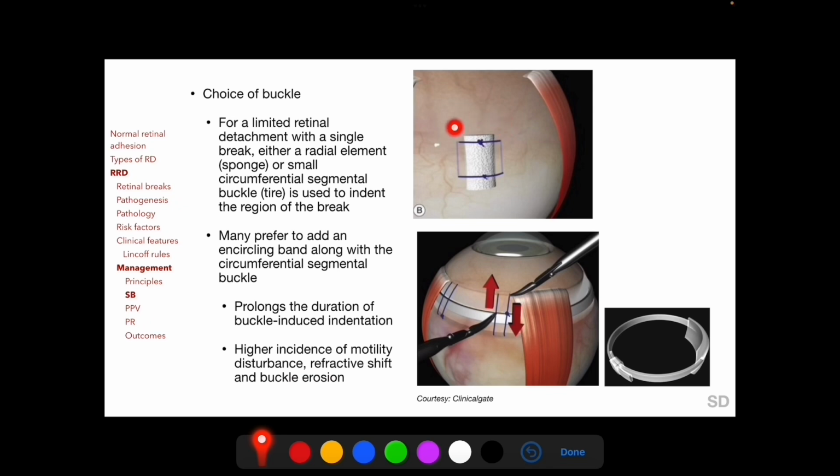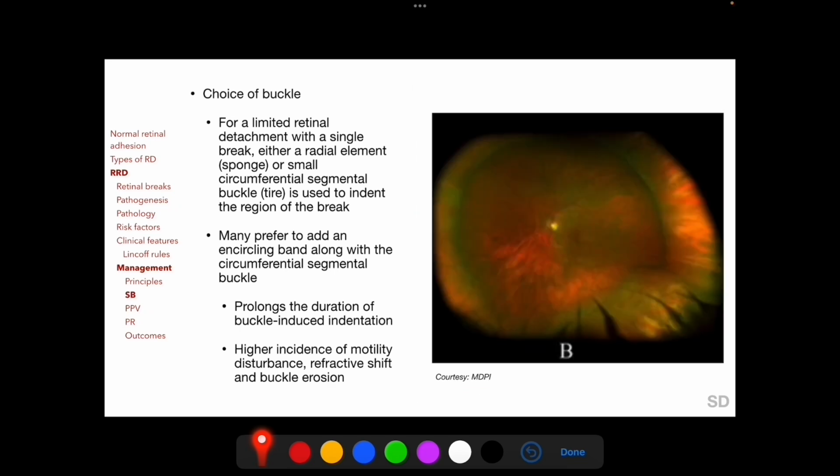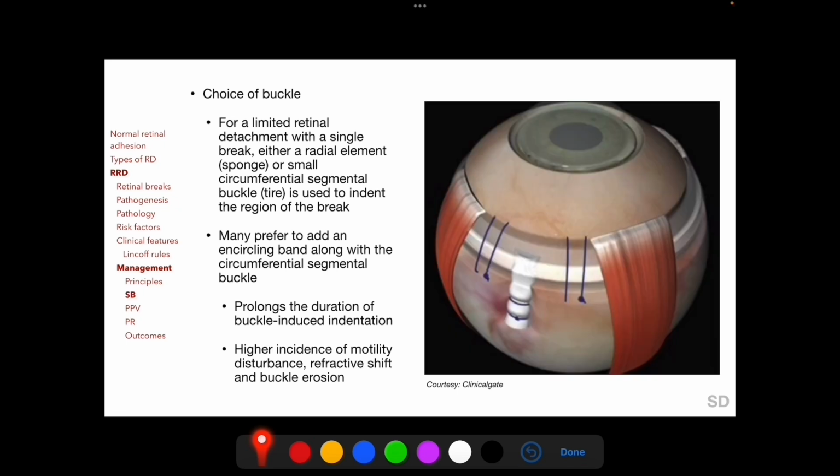This photograph shows a radial sponge, this photograph shows a tire with an encircling band, and this photograph shows a tire with an encircling band whose ends are secured with a sleeve. This widefield fundus photograph shows indentation by a tire in this portion of the peripheral fundus, with indentation by the associated encircling band in the remaining portion of the fundus. And this photograph shows indentation by a tire with an encircling band being augmented by a radial sponge.